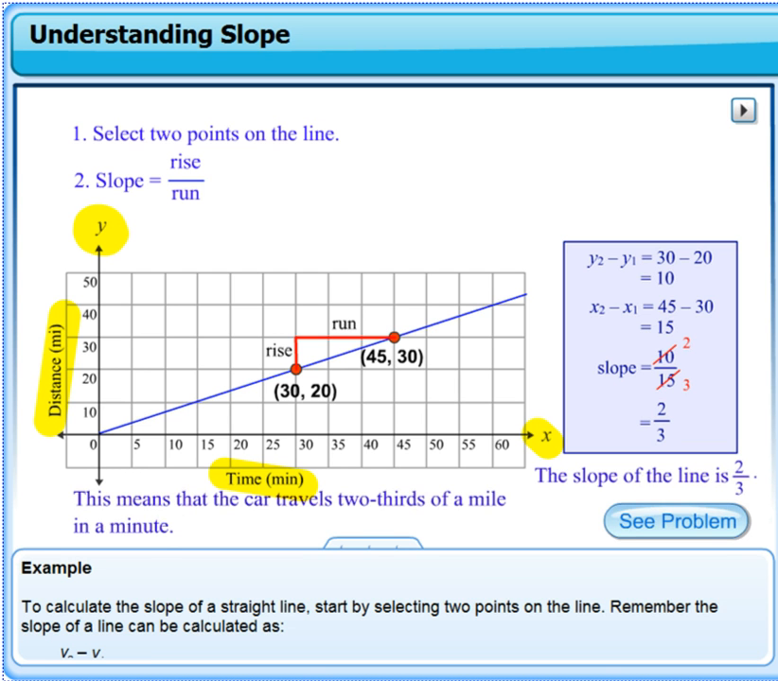What does that mean? That means the car travels 2/3 of a mile in 1 minute.